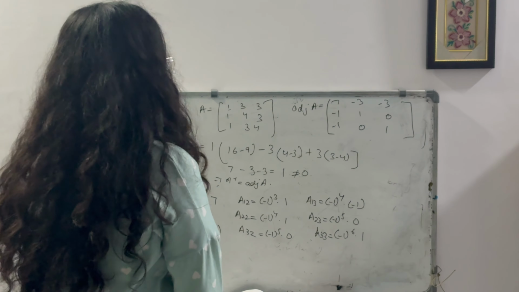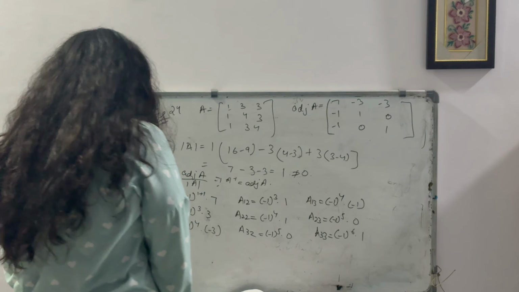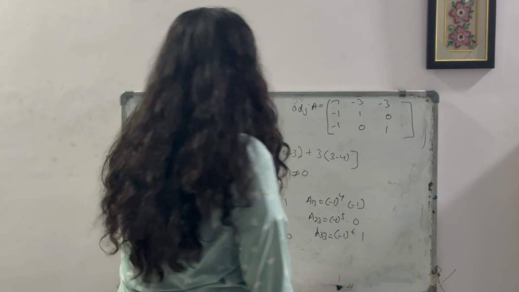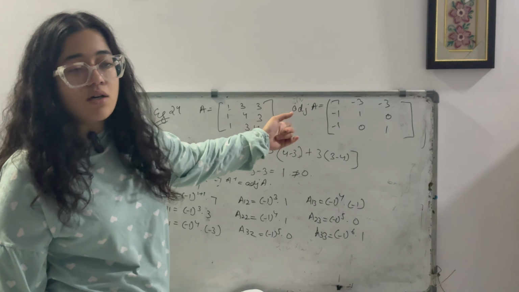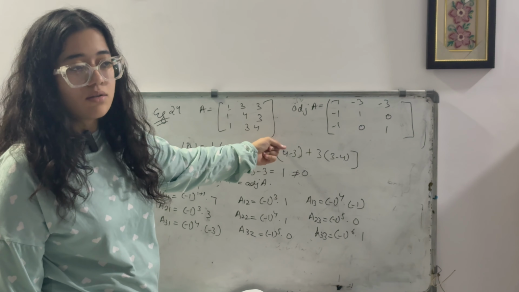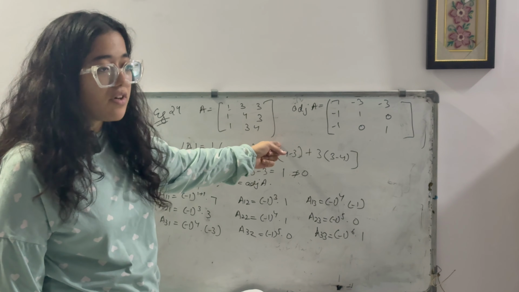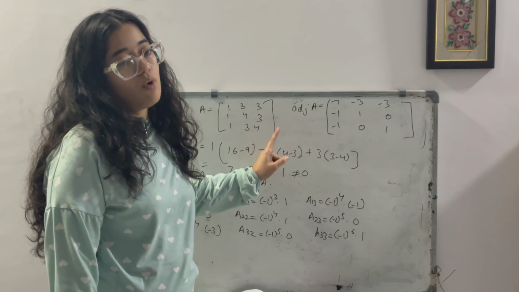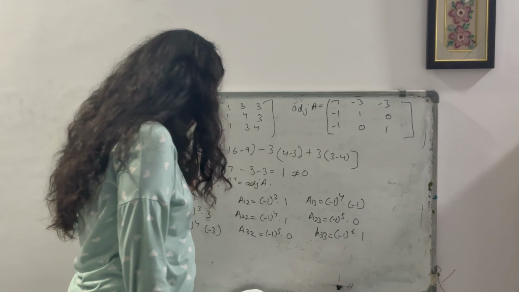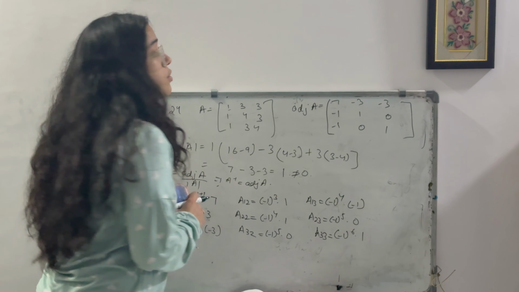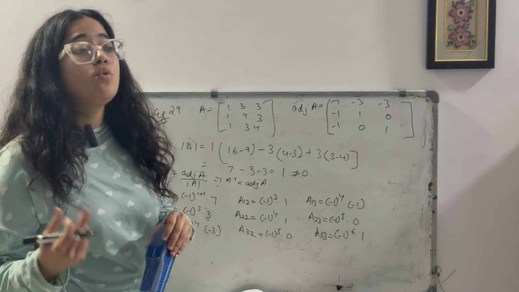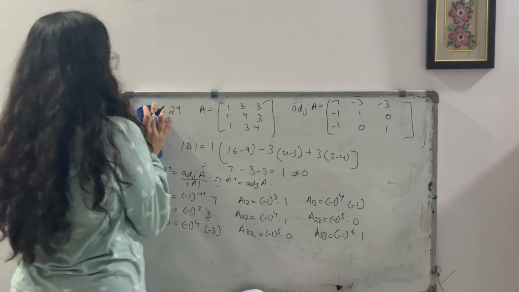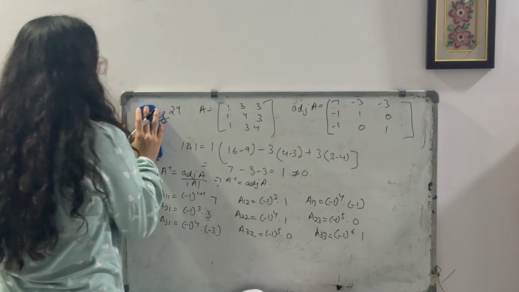7 minus 3, minus 3 minus 1, 1 0, minus 1 0 and 1. Isn't it faster? Yes, definitely. This is definitely faster than using row operations, right? So while I am talking about a 2 cross 2 matrix, let me give you a short trick.